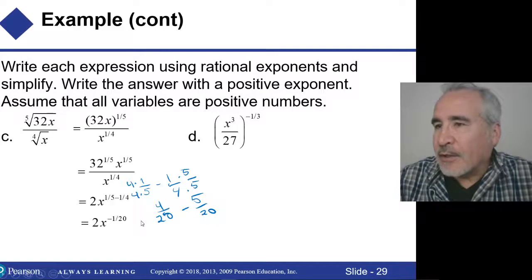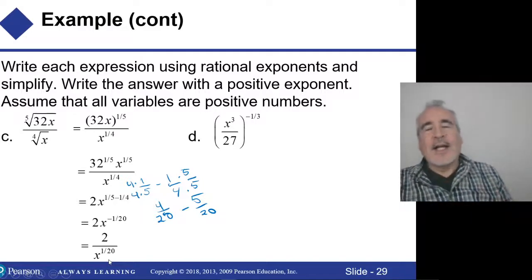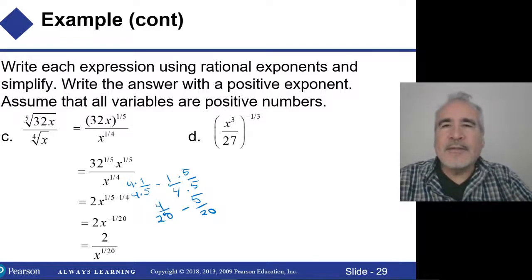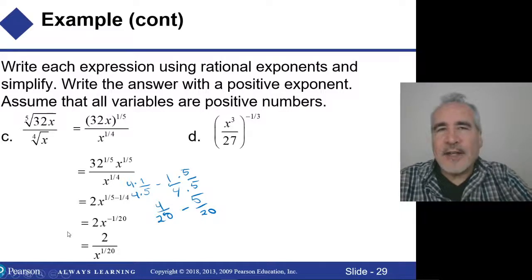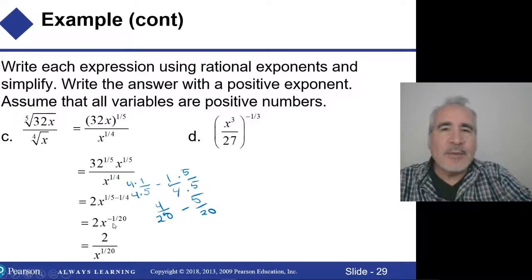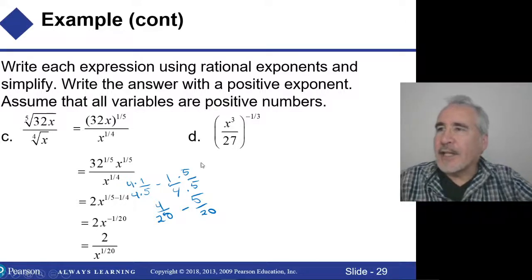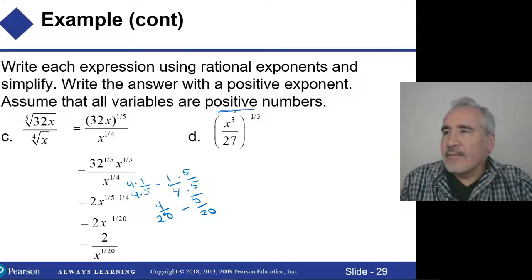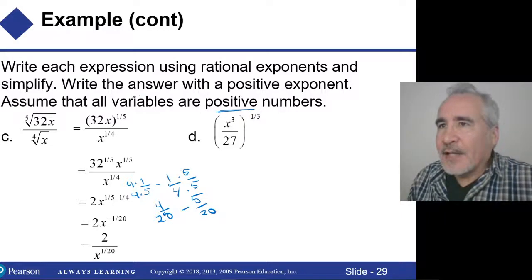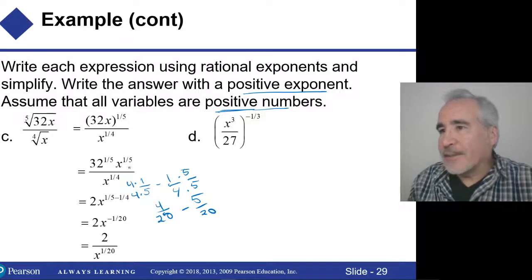And then, let's see if they make it, yeah, they push it back down to the denominator. A lot of software likes to have positive exponents as your answer. There's nothing wrong with writing an answer with a negative exponent, but a lot of times they'll say, please write with a positive exponent. Yeah, they even said up here. I just don't always like to read the instructions. Assume that all variables are positive numbers. And we want to write our answer with positive exponents.